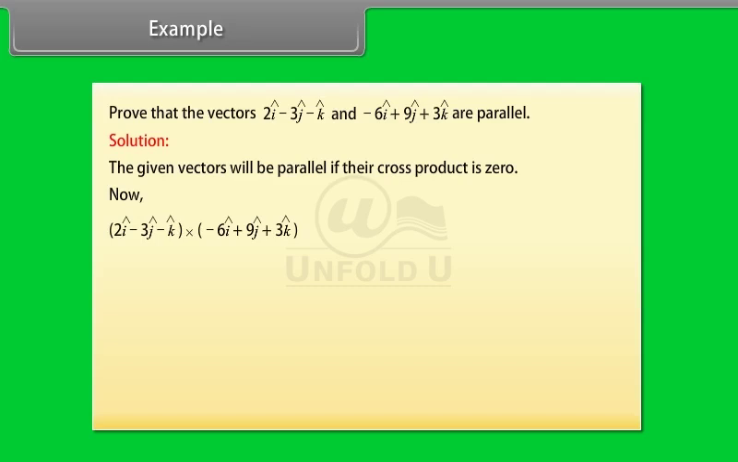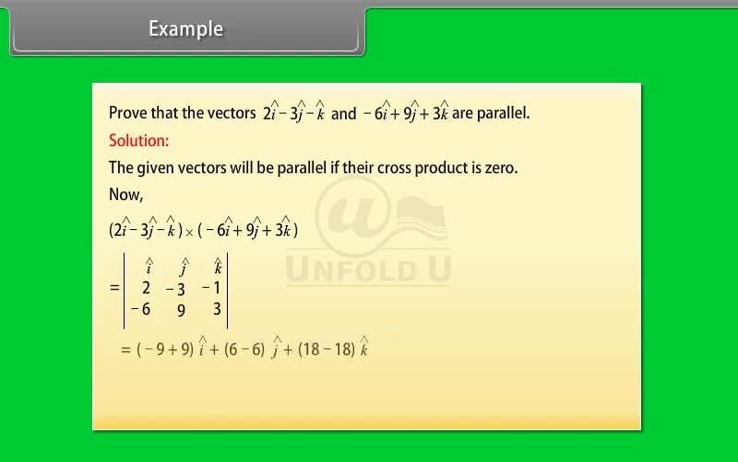plus 3 cap k) equals the determinant with first row cap i, cap j, cap k; second row 2, minus 3, minus 1; third row minus 6, 9, 3. That equals (minus 9 plus 9) cap i plus (6 minus 6) cap j plus (18 minus 18) cap k, which equals 0.